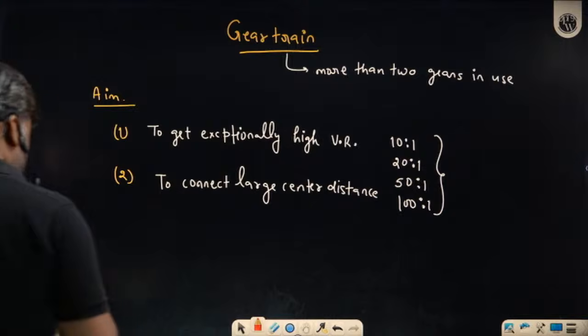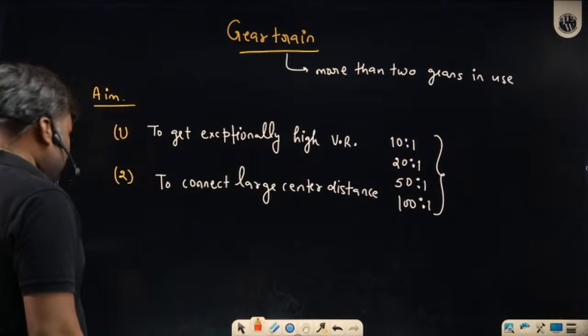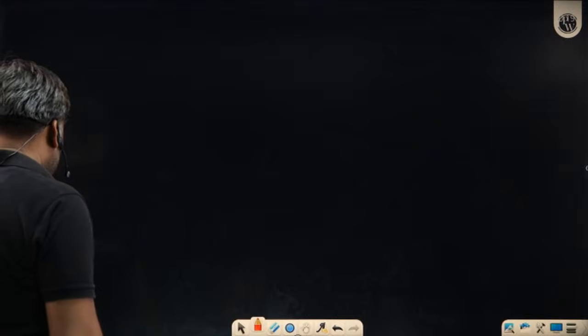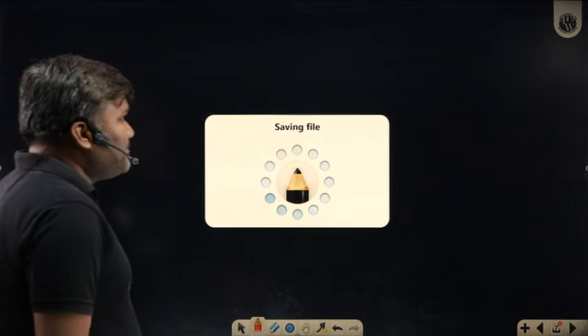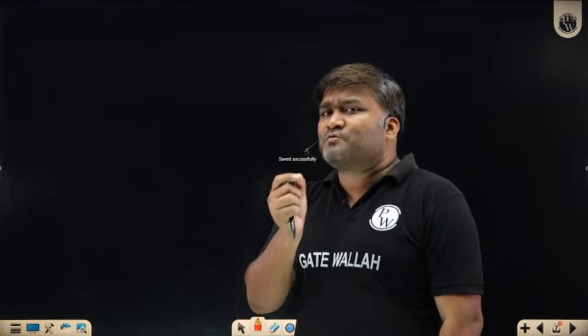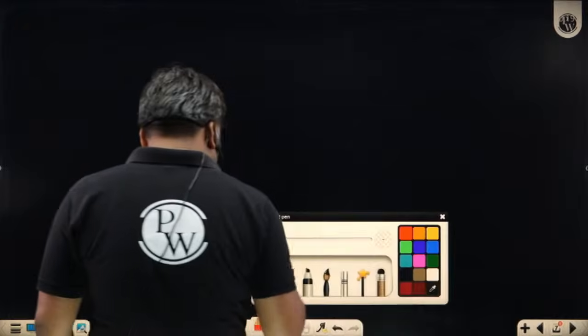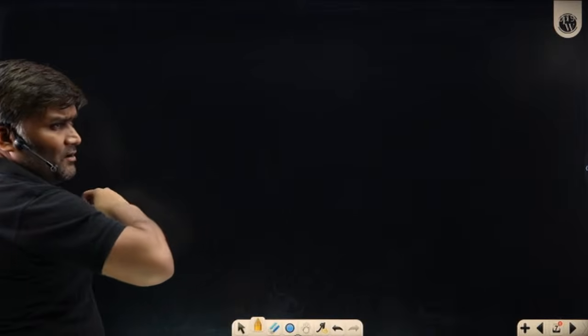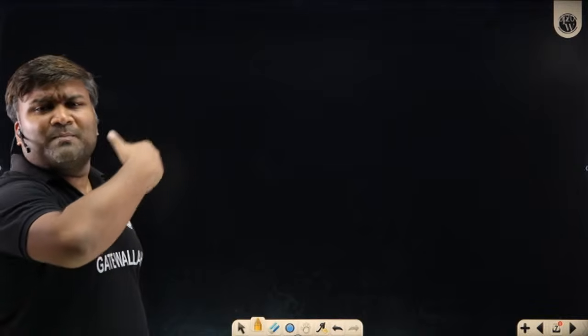Now, what are the types of gear train which we can use? Acha, before we enter into the types of gear train, let me tell you some terms which I am going to use here. The very first of all, in gear train we will be having multiple gears, है ना?